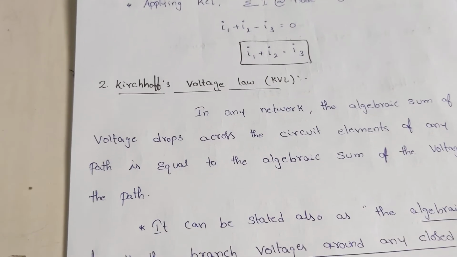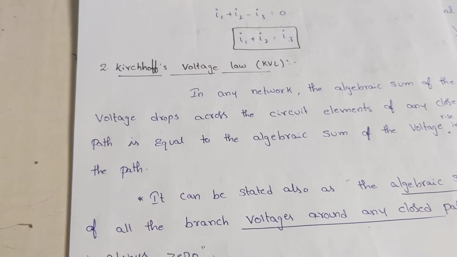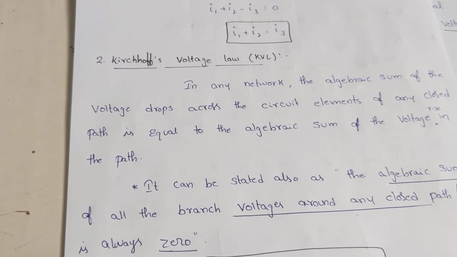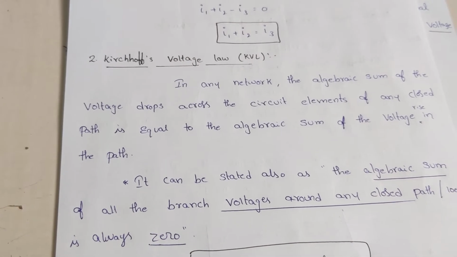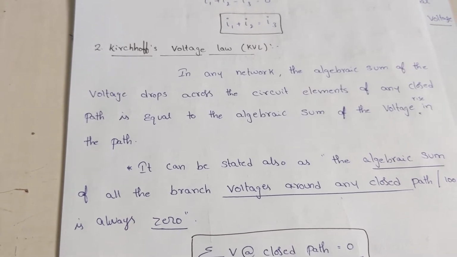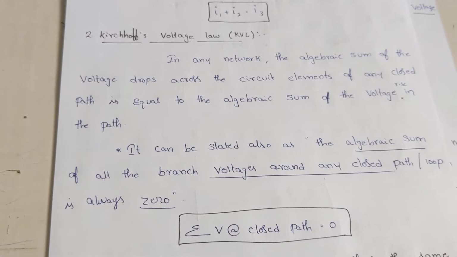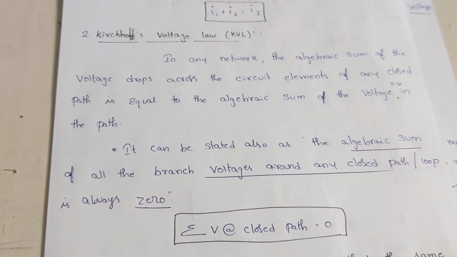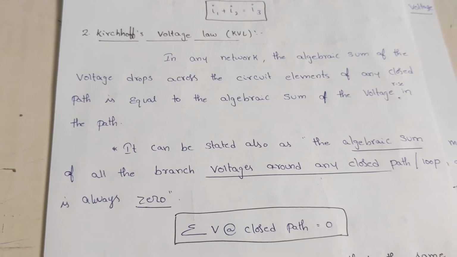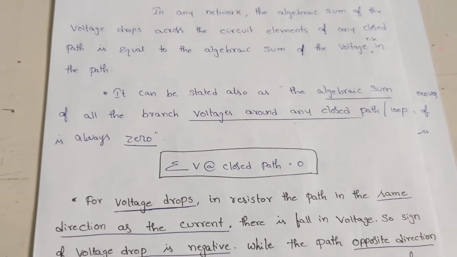Coming to the KVL, we know that the sum of the voltage drops in a closed loop is equal to 0. At the same time, the drops in the closed loop should be equal to the voltage rises. That is also mentioned. So I highlighted my point: the sum of voltages in a closed path should be equal to 0. I highlighted it, and here I am giving the notations.